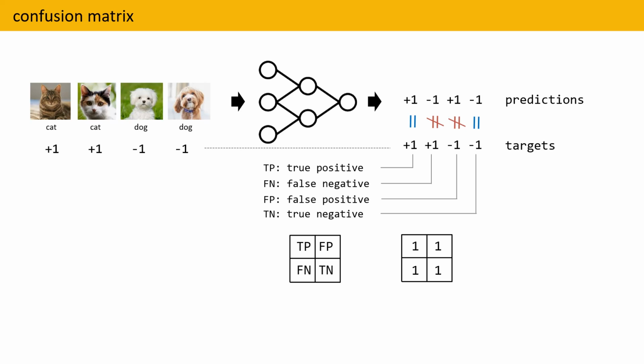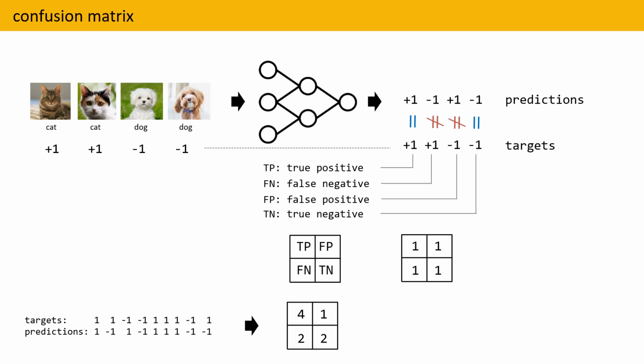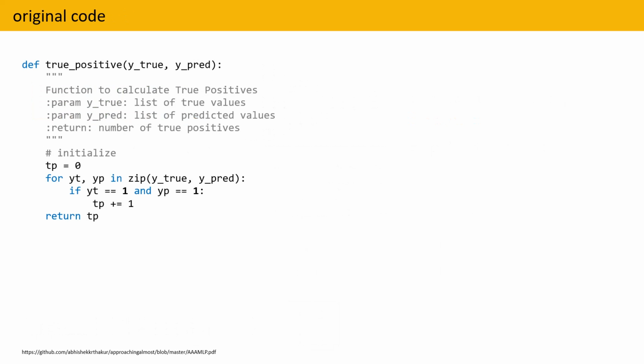Obviously, any useful classifier should perform better than chance, and we want to see high numbers for true positives and negatives, and low numbers for false positives and negatives. Here's an example of a classifier with a slightly better confusion matrix. The original code shown here computes the number of true positives for a list of true versus predicted class labels. This code is from an introduction into machine learning and has a very readable implementation.